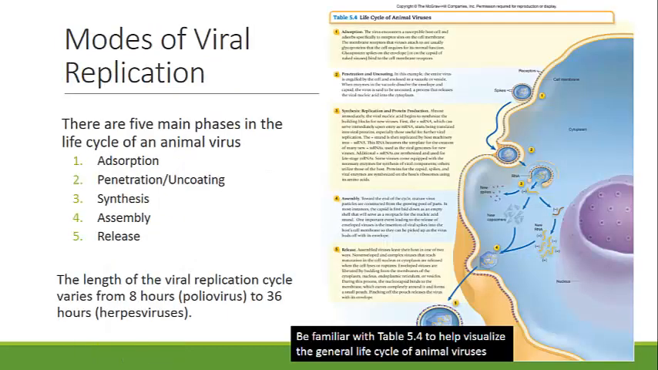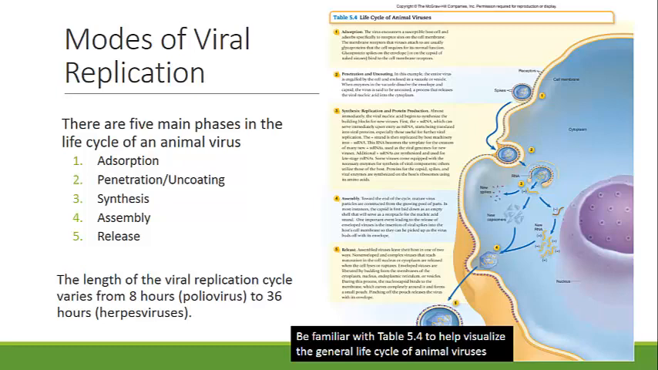So how do these simple acellular viruses go about making more of themselves? Basically, there are 5 main phases in the life cycle of an animal virus. So we're going to focus on an animal virus. That would be a virus that infects animal cells. So we're going to look at those particular types of viruses. And there are these 5 main phases: adsorption, penetration and uncoating, synthesis, assembly, and release.